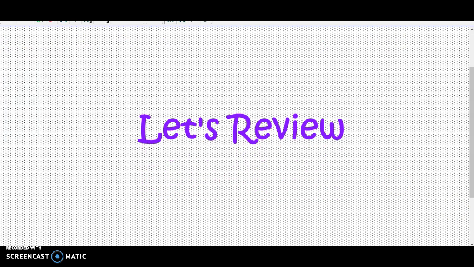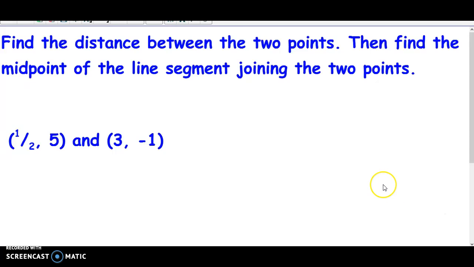All right, the first thing we're going to do is review. So I want you to solve these review questions first and solve them in your notebooks. So you're going to find the distance between 2 points. Then you're going to find the midpoint of the line segment joining the 2 points. If you don't remember how to find the distance, reference your notebook and use the distance formula and midpoint formula to answer this question. Make sure you're recording down your answers in your notebook.